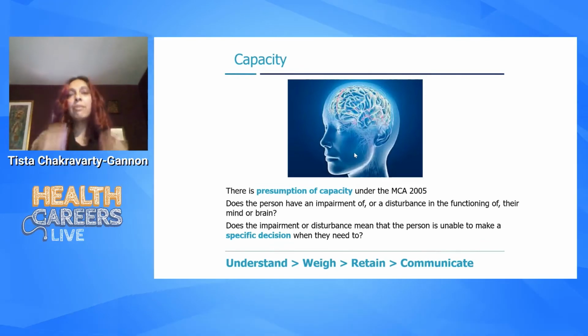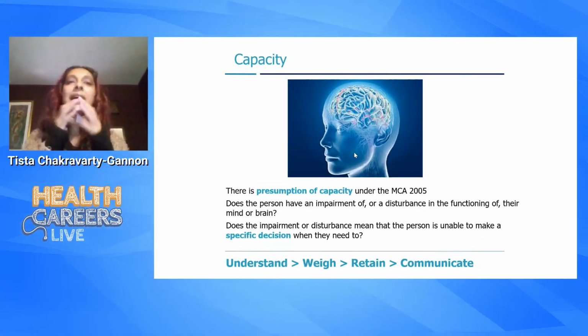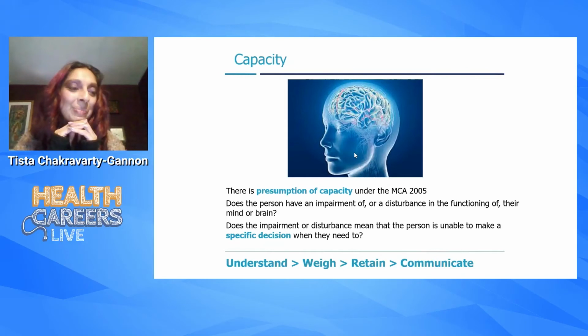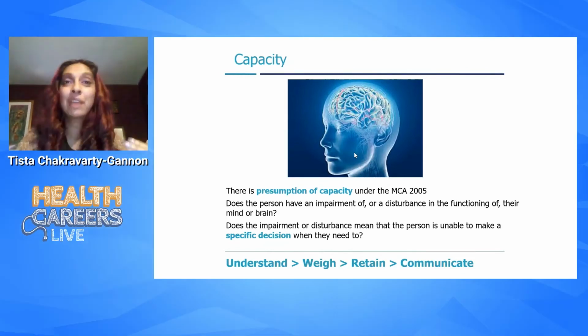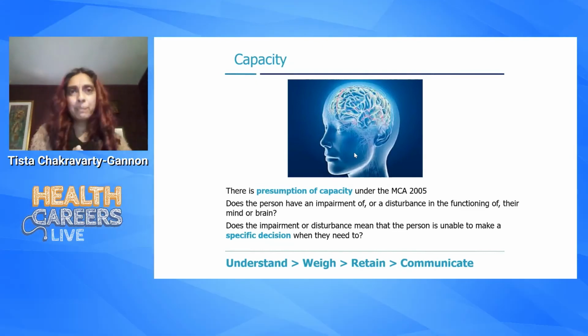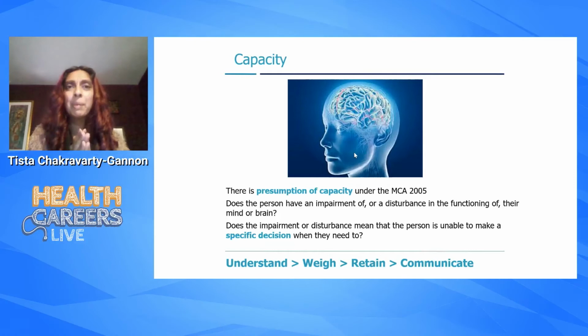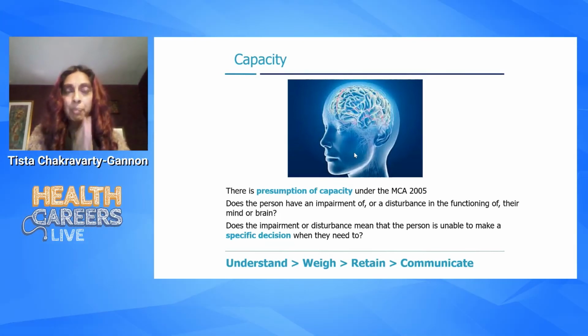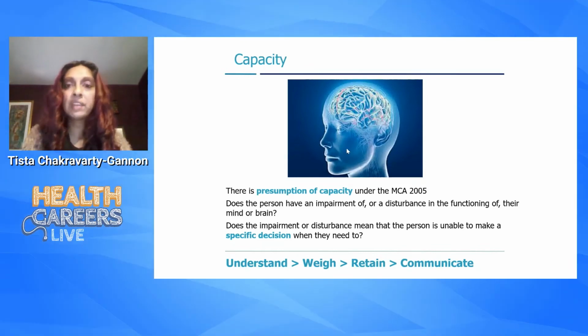And I get forever frustrated when I hear sometimes people say, well, this patient has fluctuating capacity, or overall, this patient is incapacitous. Bringing it back to the Mental Capacity Act, what matters is capacity for a specific decision. So always keep that in mind.